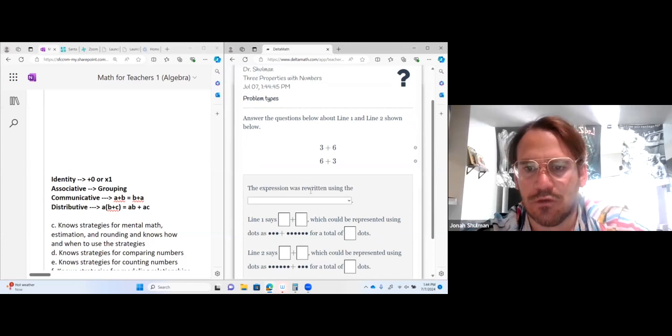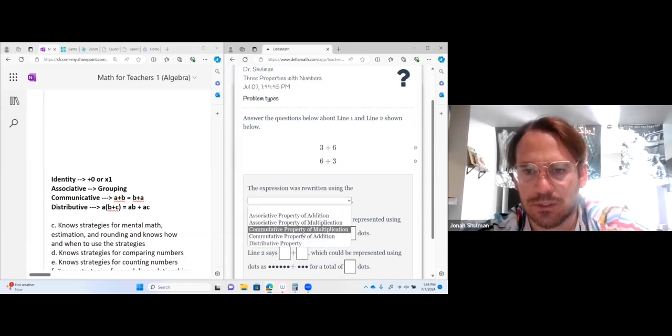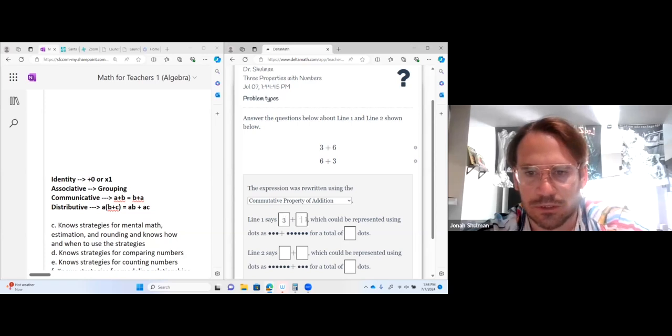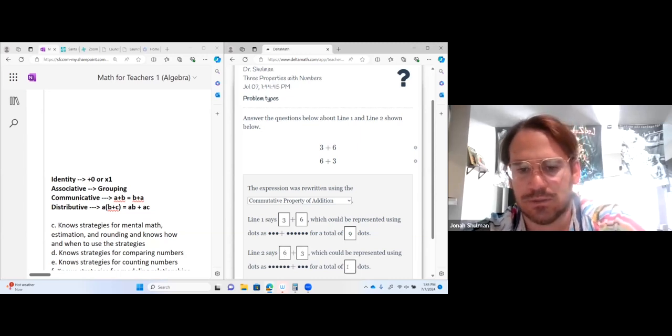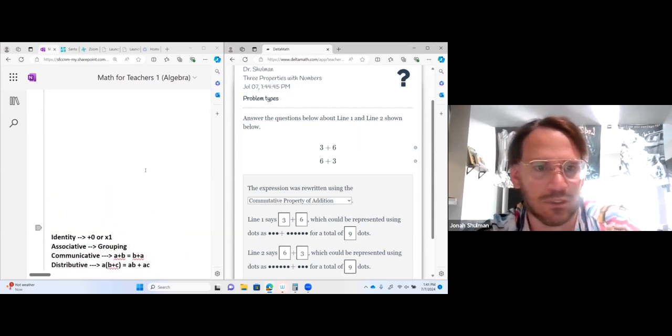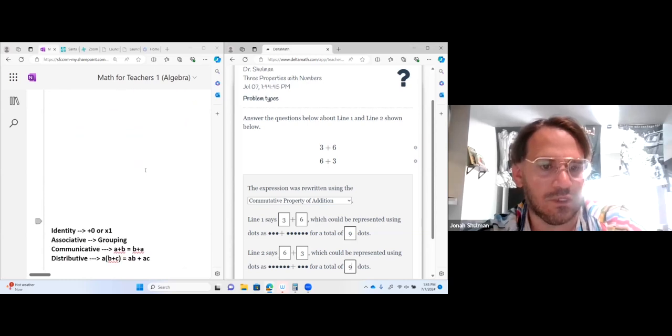So try them yourself. This one is also commutative, but this is of addition. Line 1 says 3 plus 6, which is 9 dots. And line 2 says 6 plus 3, which is also 9 dots. And those are the properties, right? Nothing too crazy about it.